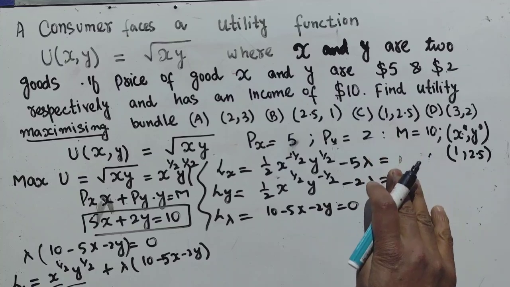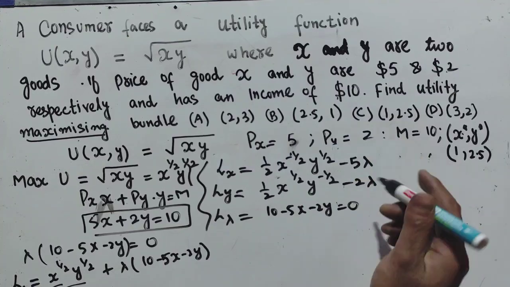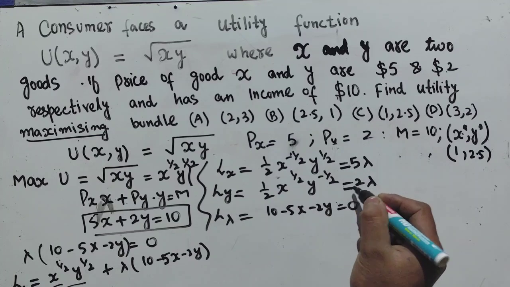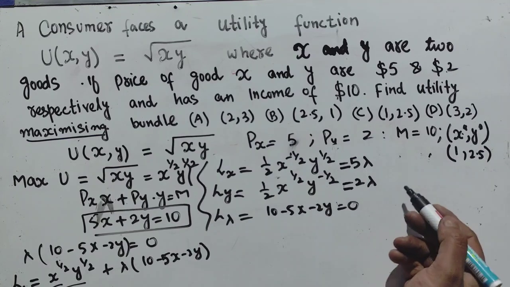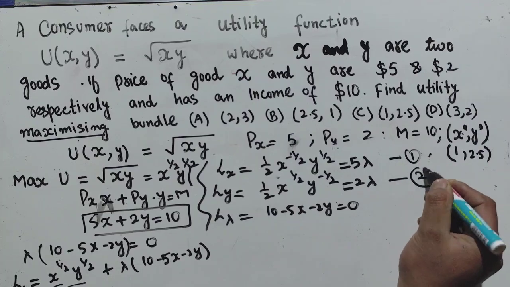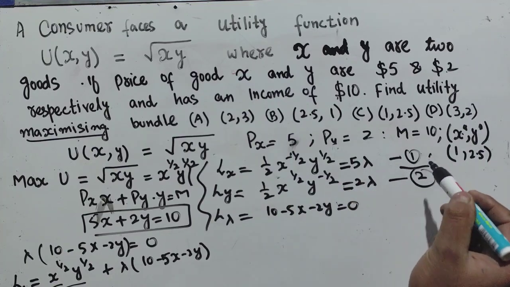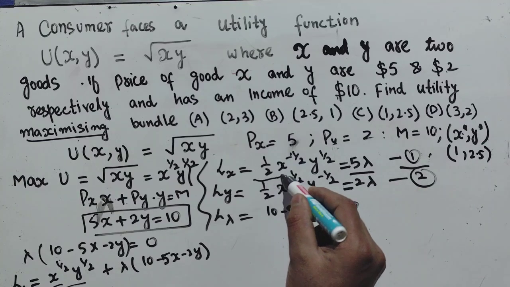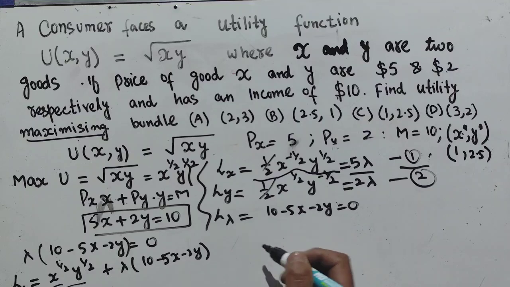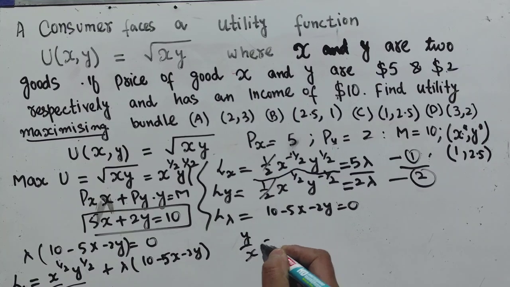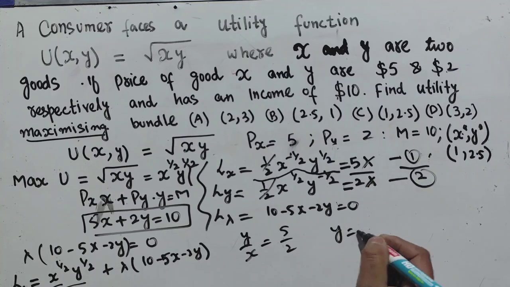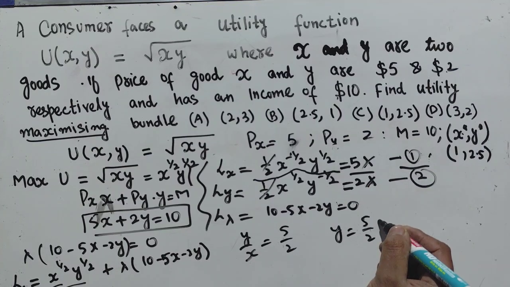If we further solve this, if I transpose, minus 5 lambda becomes plus 5 lambda, and minus 2 lambda becomes plus 2 lambda. Let us say this is equation first, this is equation second. What we do here is divide equation first by equation second. Here you can see 1/2 gets cancelled. We get y/x is equal to 5/2. Here lambda and lambda get cancelled, so y is equal to 5/2 times x.